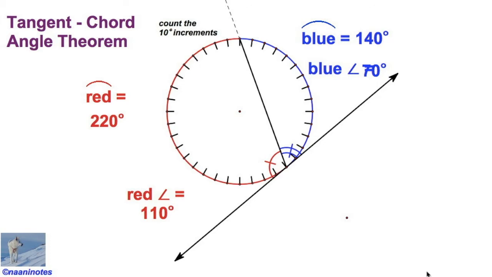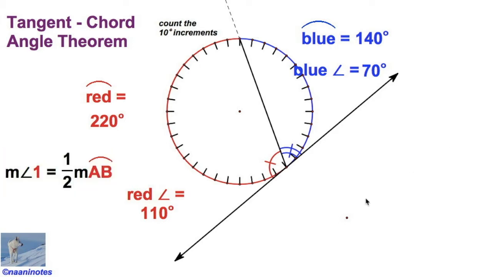What's going on here is you've got the two arcs. They make a whole circle, so they're going to have to add up to 360. 220 and 140 add up to 360. Well, how about this one? 110 and 70? That's going to add up to 180 because these two are a linear pair. And that's really all you have to understand to figure out a tangent chord angle.